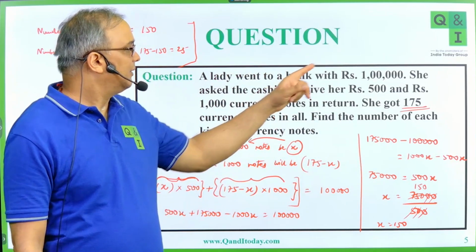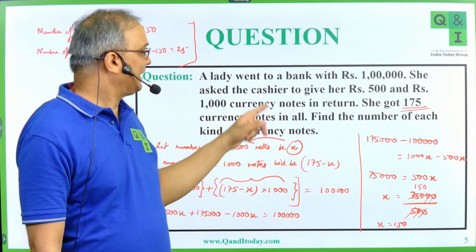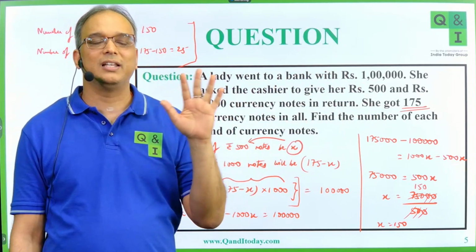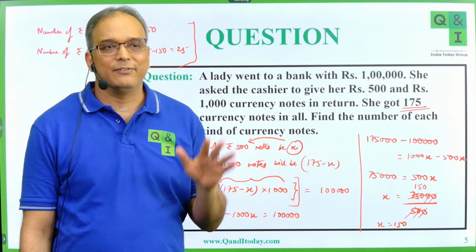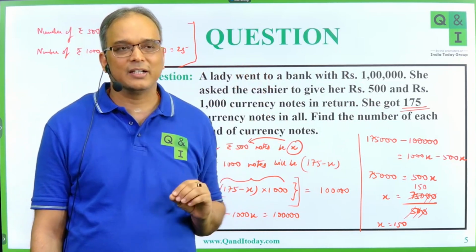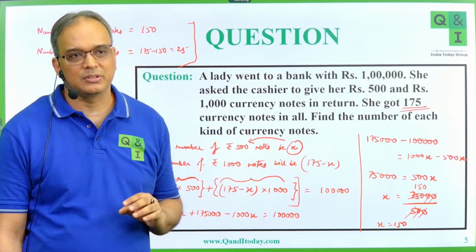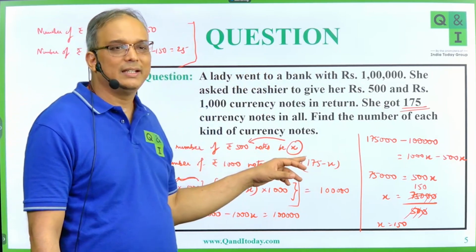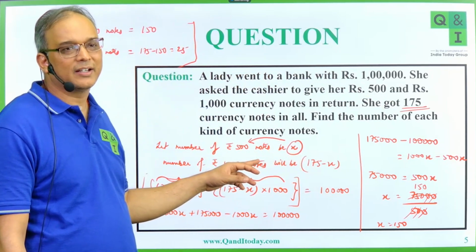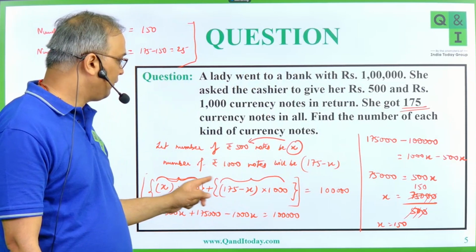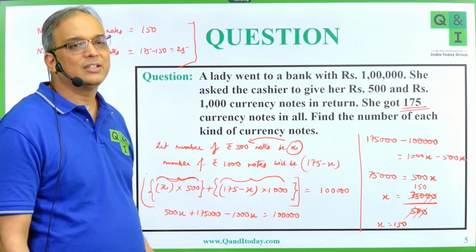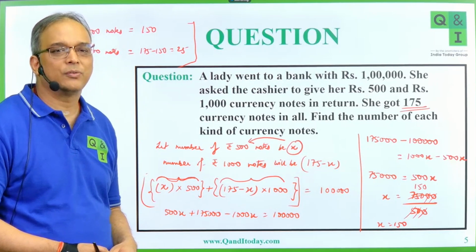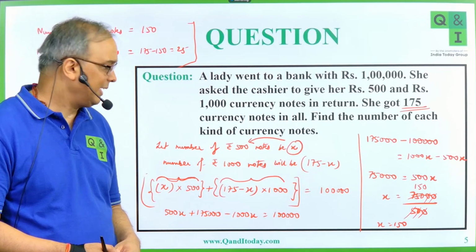So now the cashier gave her 175 total notes, which is a mixture of some 500 notes and some 1000 rupee notes. Let us assume that the number of 500 rupee notes is X, and the number of 1000 rupee notes is 175 minus X, because 175 is the total number of notes which she has, right?